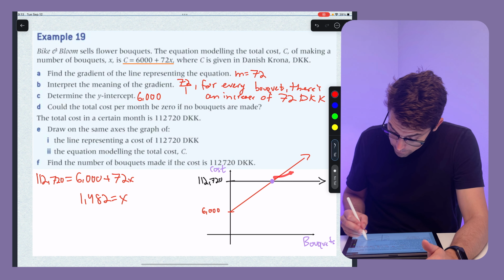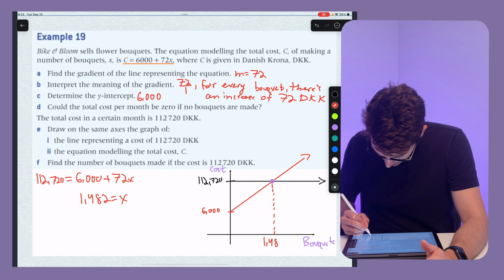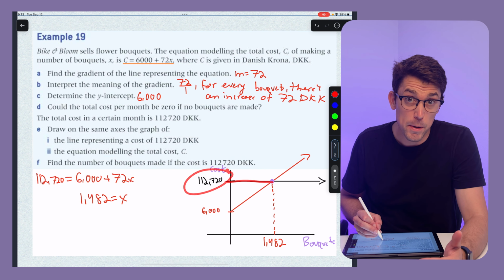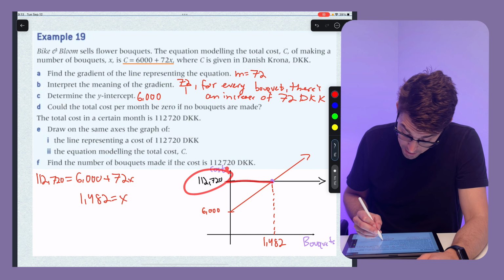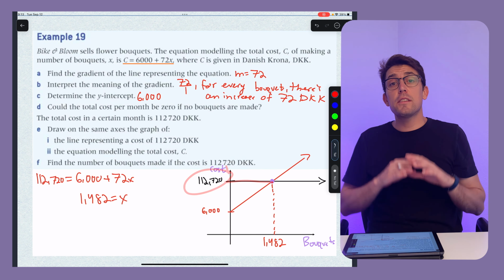So that means that at 1,482 bouquets, they're a little bit under that cost of 112,720. Any bouquet above that, they are now going to be above this price. So I can actually go ahead and draw this line down to the number of bouquets. That would be 1,482 bouquets. That would relate to this cost right here, as close as possible, because bouquets have to be a whole number. You can't sell fractions of bouquets. Of 112,720 Danish kroner.